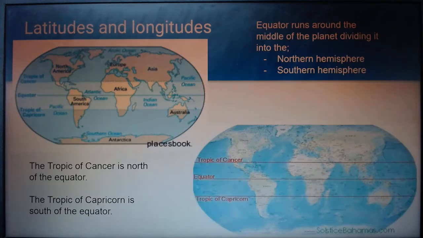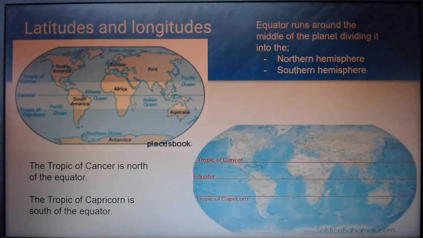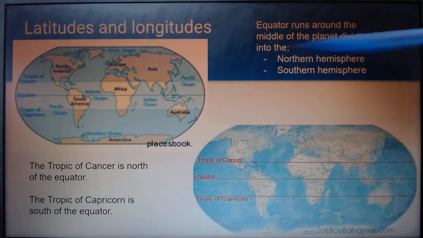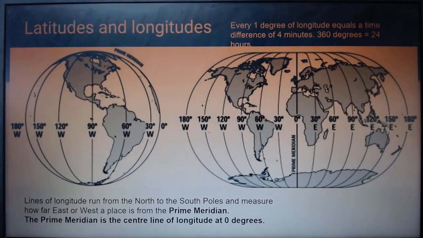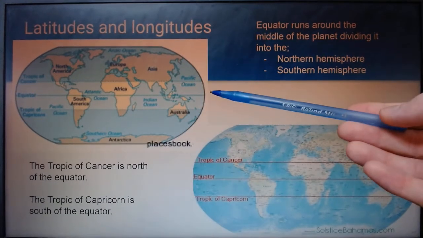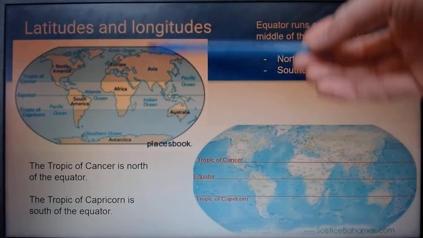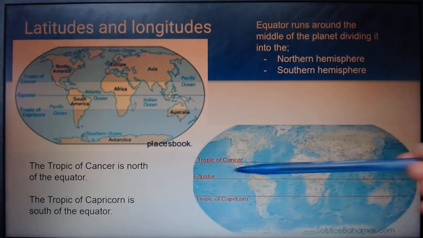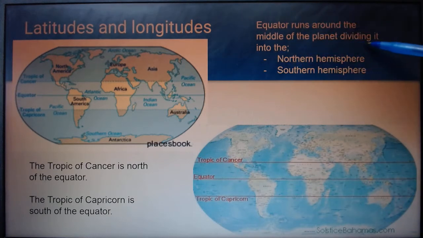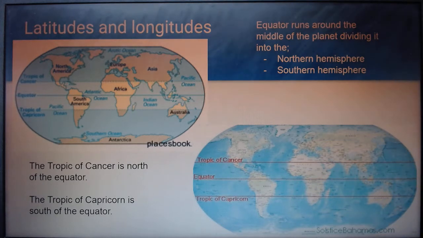So we'll move on. Our other lines are lines of latitude. These are the opposite. Lines of latitude are the ones that run parallel to each other. They run east to west, but they tell us how far north or how far south we are of what? Of the equator. The equator runs through the middle of the planet, dividing it into northern and southern hemispheres. Then our lines of latitude tell us how far north or how far south we are. Two other important lines of latitude are the Tropic of Cancer and the Tropic of Capricorn. Again, these are all measured north and south in degrees.